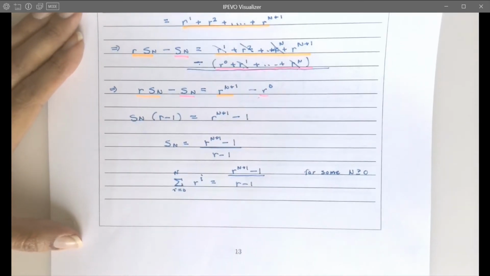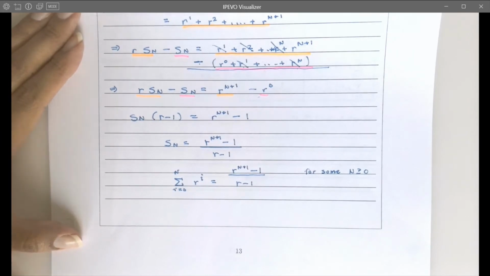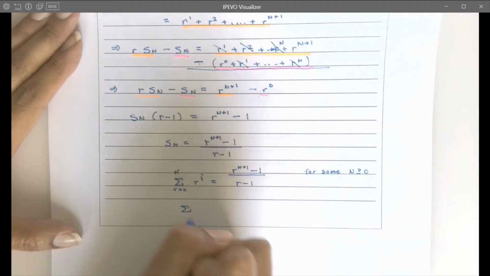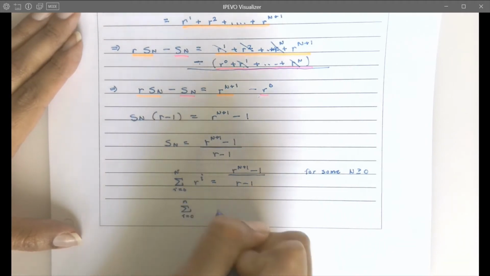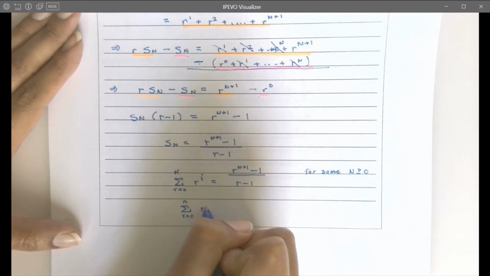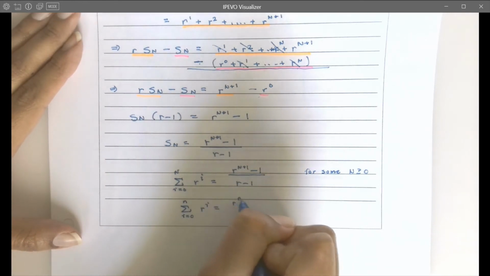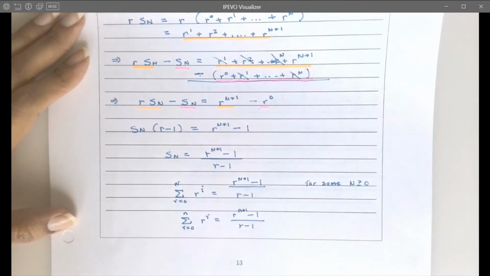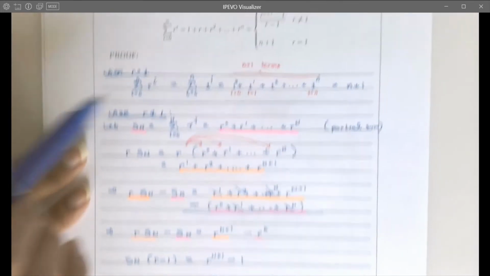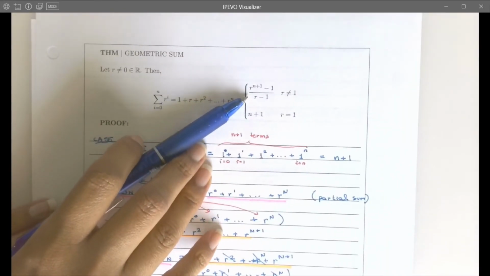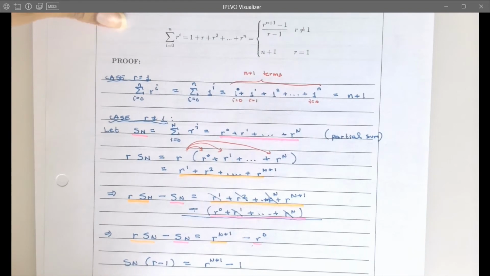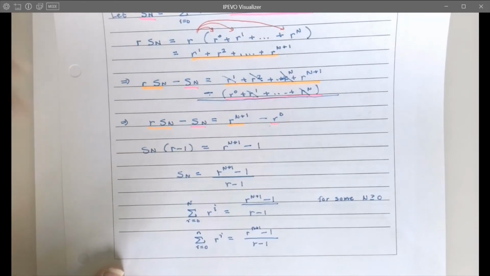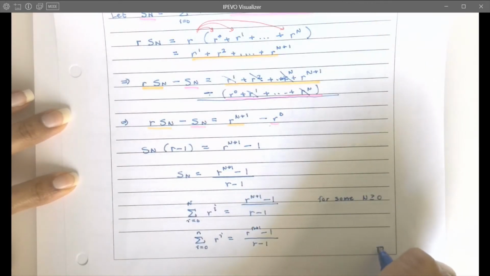So it holds true in general. It's just a dummy variable. We can replace it by whatever. So I could actually just replace it by lowercase n. So that means that the sum i equals 0 to n of r to the i is equal to r to the n plus 1 minus 1 over r minus 1, which is precisely what we wanted to show. Okay, so that marks the end of the proof then. We have shown both cases.